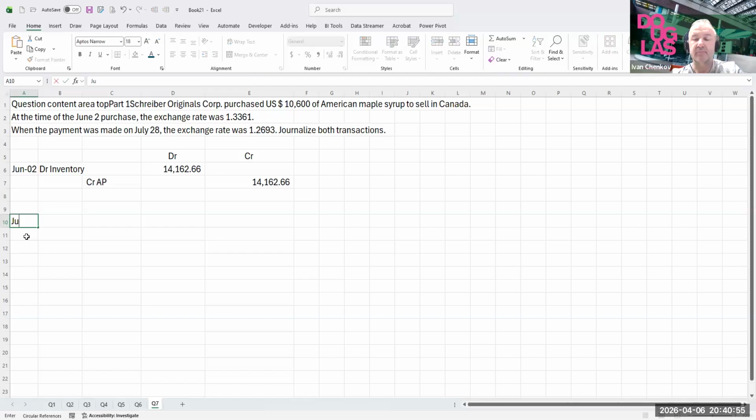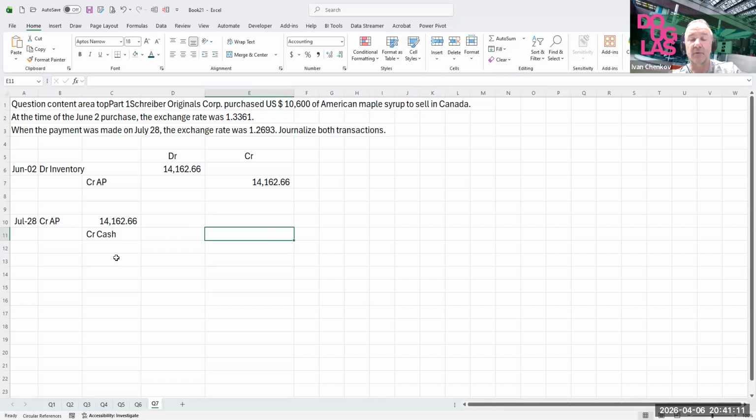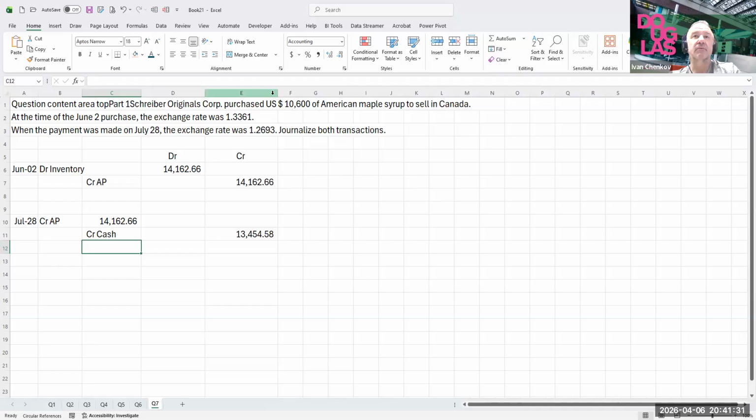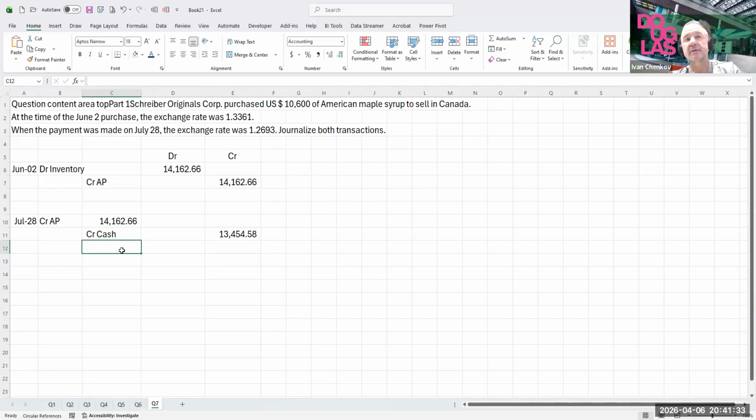July 28th. What happened on July 28th? We pay this accounts payable, credit accounts payable. How much was my accounts payable? That one's gone. But now we have to pay it in cash. But for those 10,600, the exchange rate is now 1.2693. And that creates a difference. And in this way, the difference is on the credit side. So if it's on the credit side, we're going to have a foreign currency exchange gain.